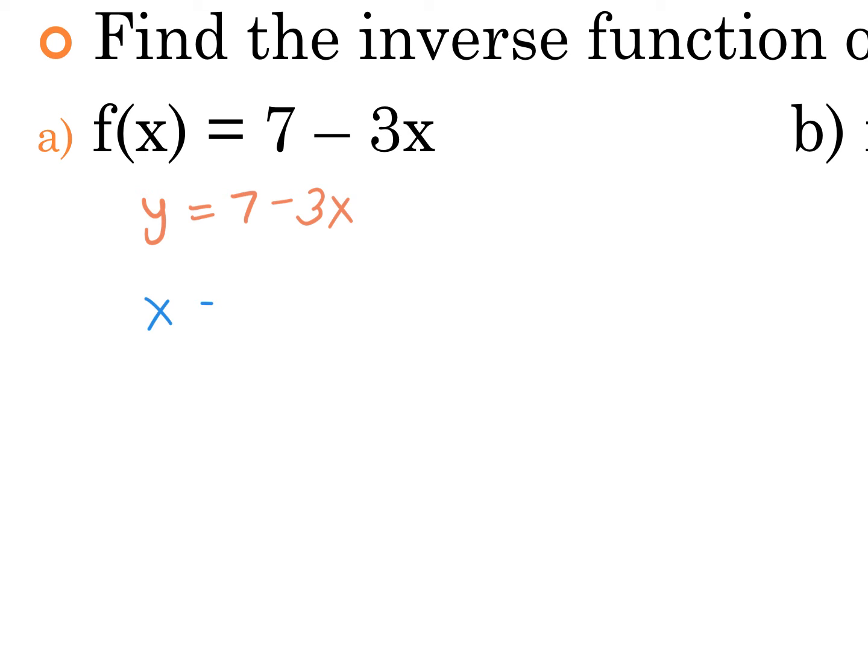So this is x equals 7 minus 3y. We have now changed the value of this equation, which is why we can't leave it y equals at the end, right? We didn't just move it around. We literally changed it by swapping the x and y's. Now we solve for our new y.